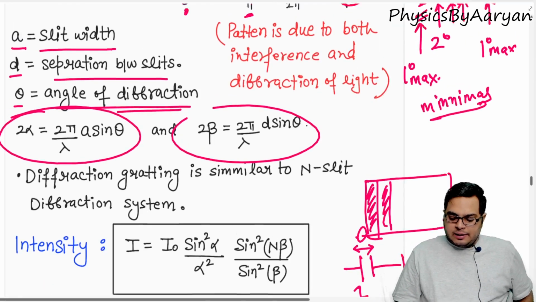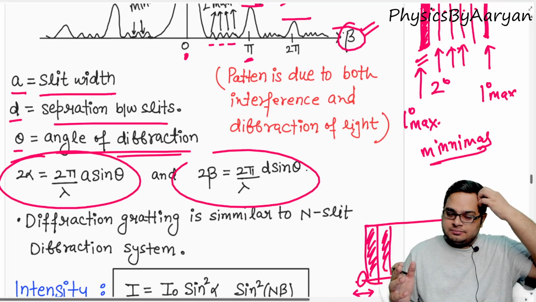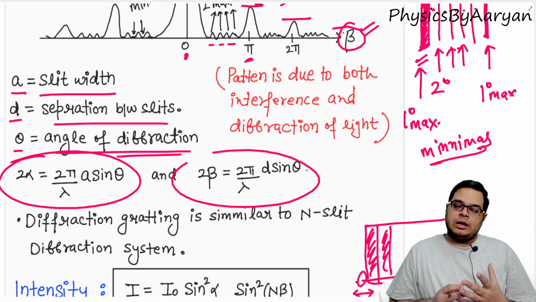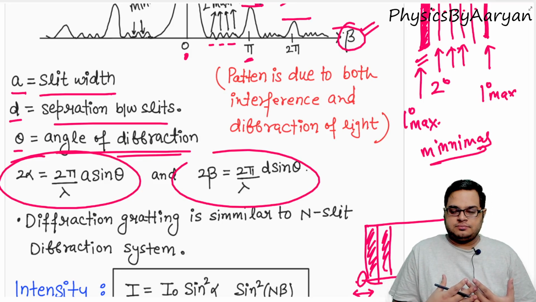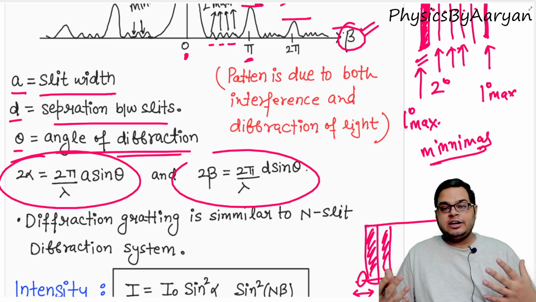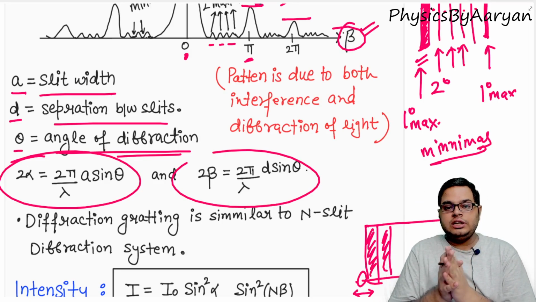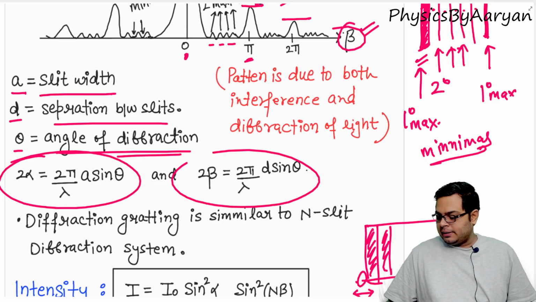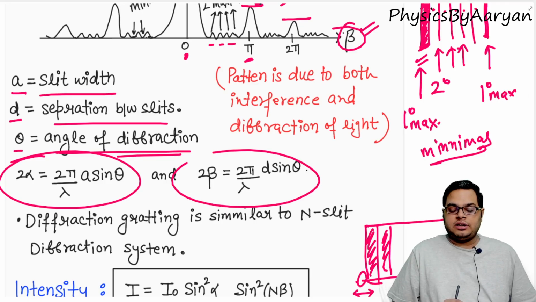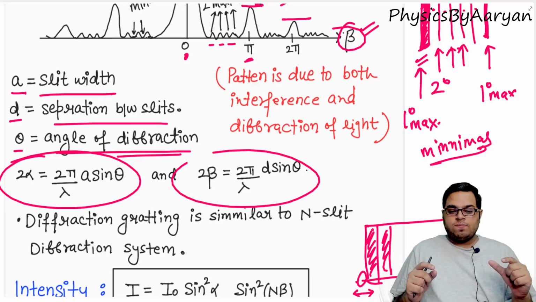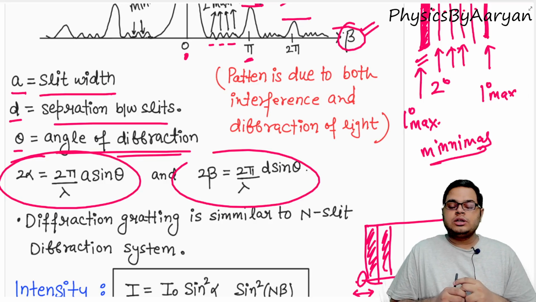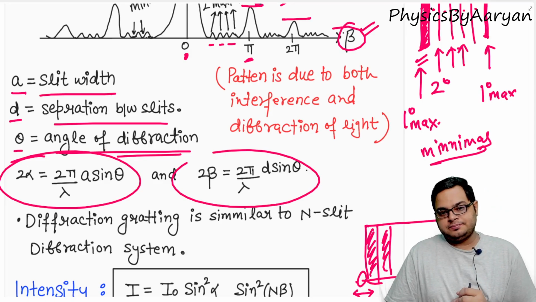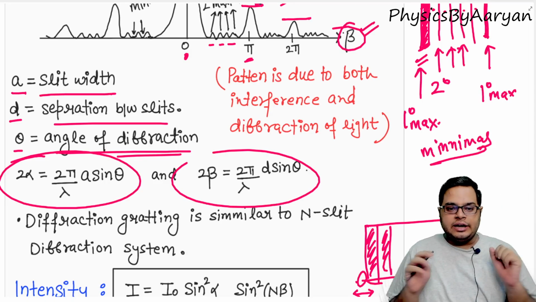So basically, what happens in the n slit diffraction pattern is that both things are happening. Interference is also happening and diffraction is also happening. So the combined effect is what you see on the screen. This screen is a combination of two patterns: one is the interference pattern, and the second is the diffraction pattern. Combining them gives rise to the overall pattern that you are seeing. So that is the idea.